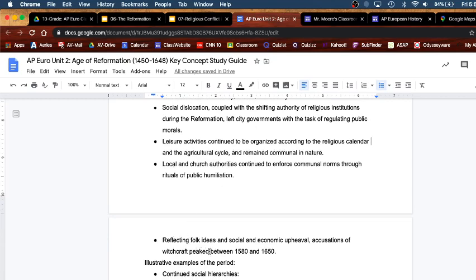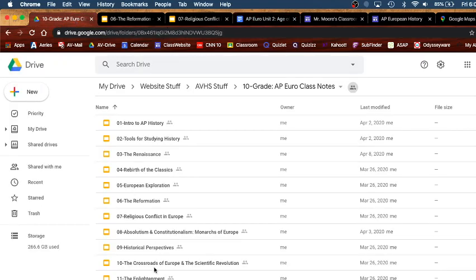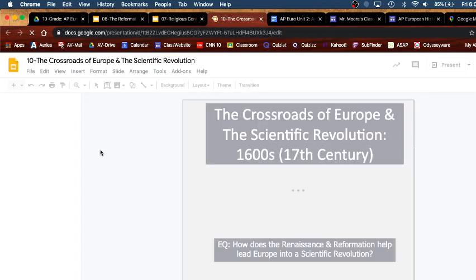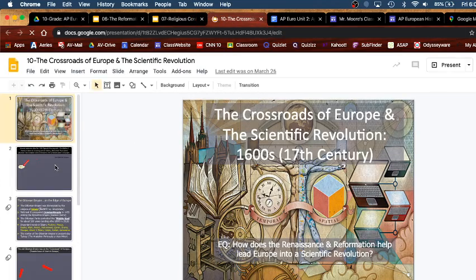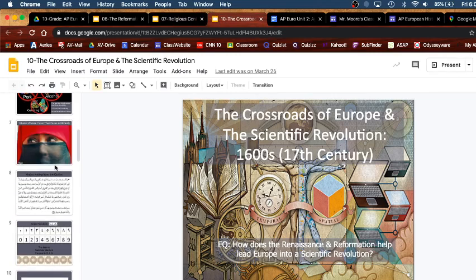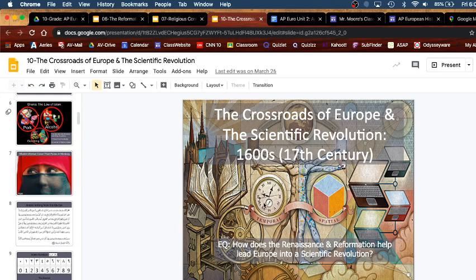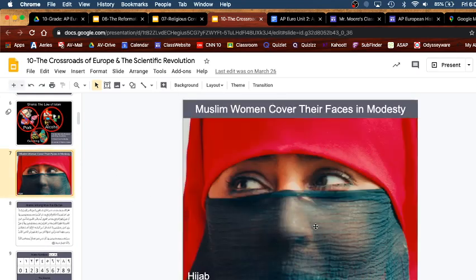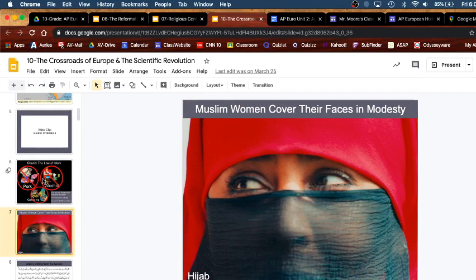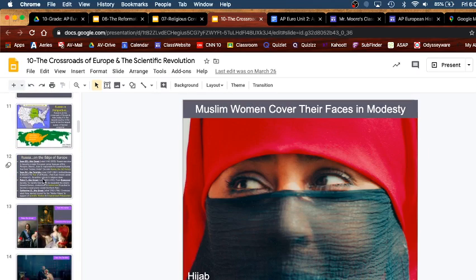Reflecting folk ideals and social and economic upheaval, accusations of witchcraft peaked between 1580 and 1650. Now, I talked about witchcraft, but I talked about it in conglomeration with what we call the scientific revolution. So if you want to go back to your scientific revolution notes, that's where we talked about, here's a great example of, say, like Islamic women, right? Covering up their faces and keeping themselves modest when we are dealing with like social norms.